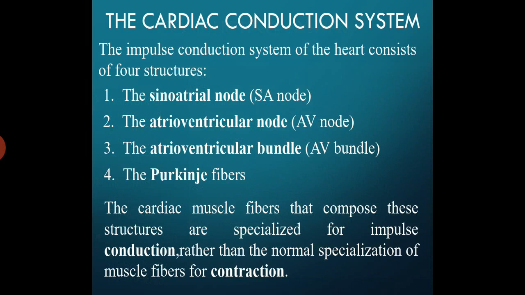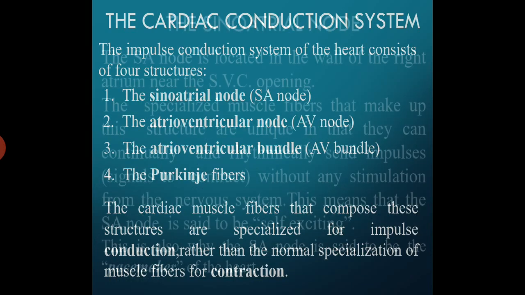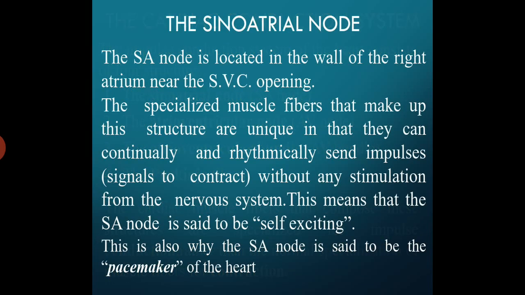As I have told you previously, the heart muscles don't require any help, because the heart is specialized on its own. So it does its own contractions with its own muscle fibers. Okay, so the SA node, the sinoatrial node, is located on the wall of the right atrium near the superior vena cava.